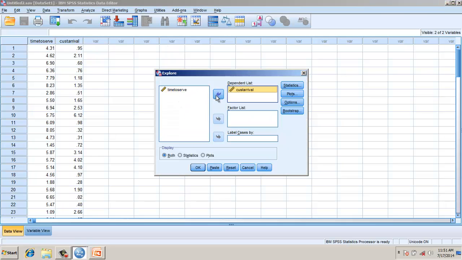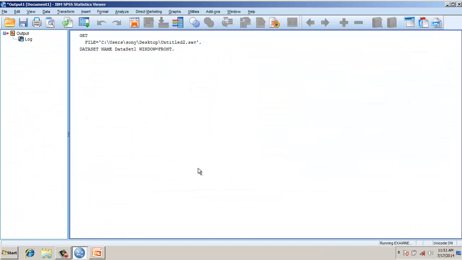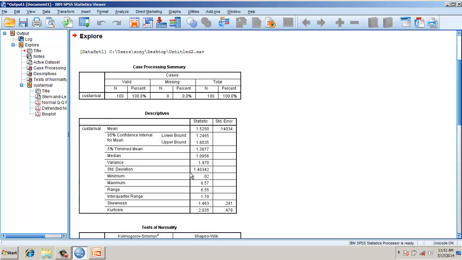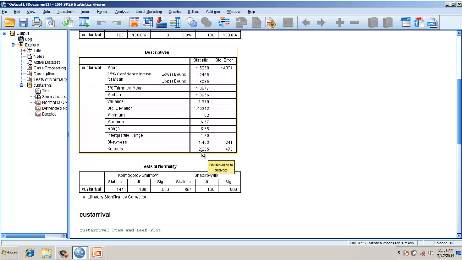Customer arrival time is put into the dependent list. In plots, I check the normality plot with test. It's working. Yes, the skewness is 1.463. Kurtosis is 2.065. It's fairly large.